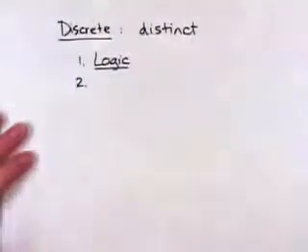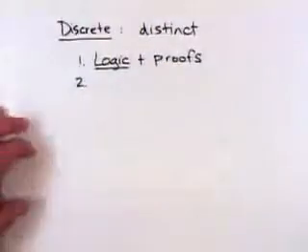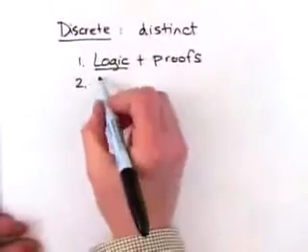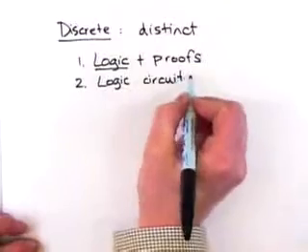So let me give you a list of topics that we'll go over in this class. First, we're going to do some logic. We have 10 main topics. So we'll do logic and proofs first.